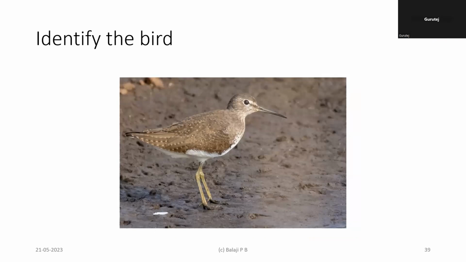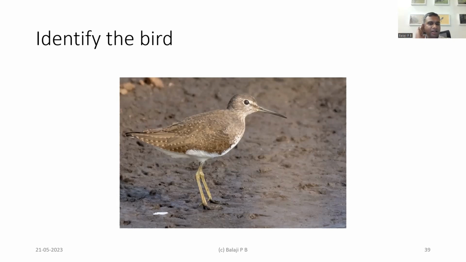Why not a common sandpiper? The white is on the breast, not mounted there, and the brow, the supercilium, is not extending beyond the eyes. Very good, excellent. So the supercilium is restricted to the eye, and the white part, the peak, is also not seen. So it's a green sandpiper.